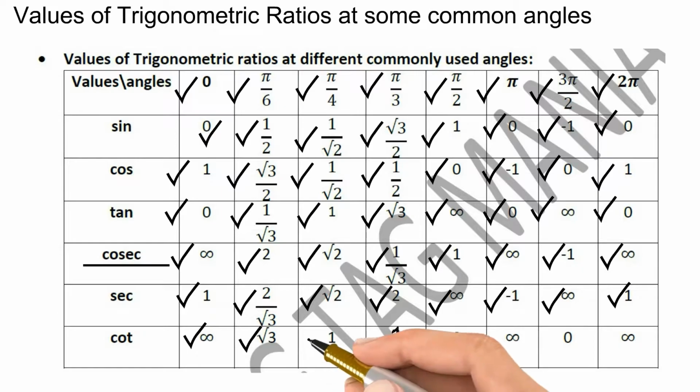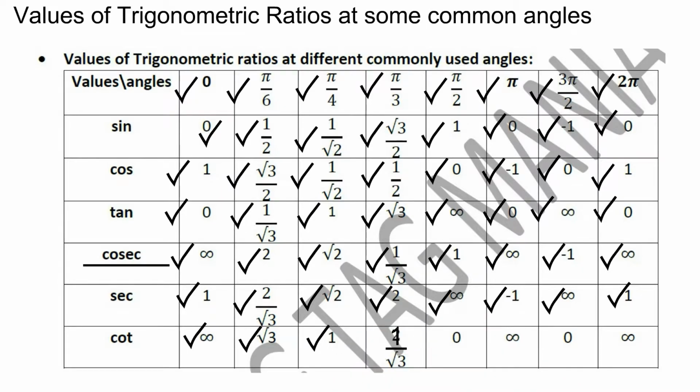The value of cot of 45 degrees is 1. The value of cot of 60 degree is 1 by root 3. The value of cot of 90 degree is 0. The value of cot of 180 degree is infinity or undefined. The value of cot of 270 degrees is 0. The value of cot of 360 degrees is infinity or undefined. So these were the values of trigonometric ratios at some common angles.